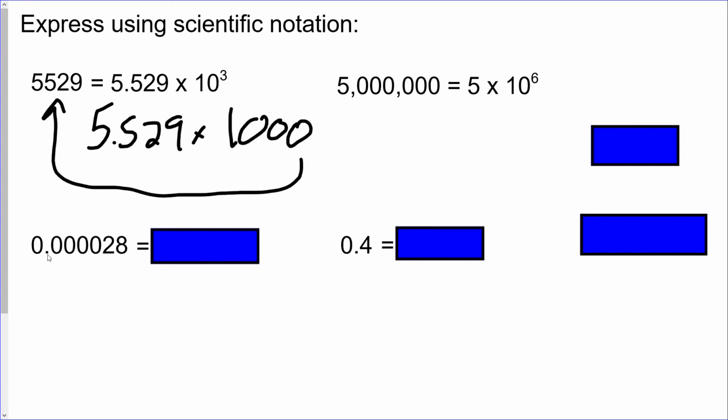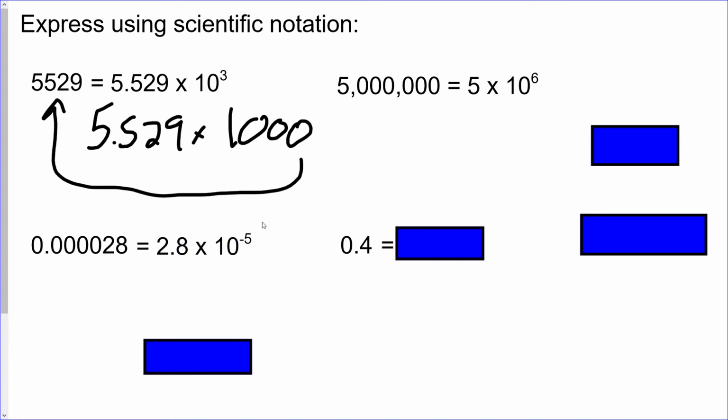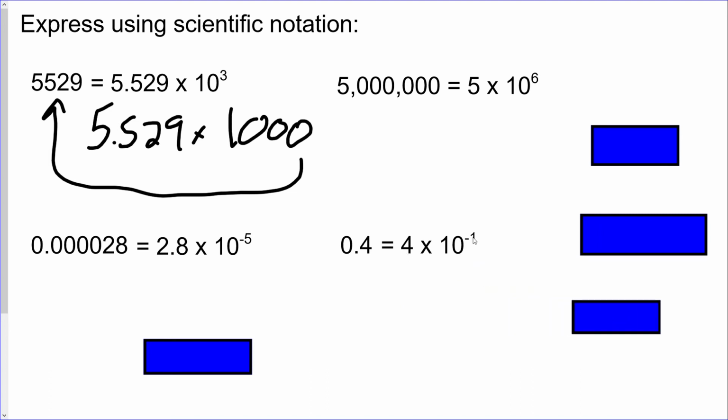So this one we're moving 1, 2, 3, 4, 5. But because we're moving it to the right, it's a negative number. Or if you want to consider that if it's a bigger number, it's positive, because we have a smaller number, it's negative. So the negatives refer to the smaller numbers. That's another way you could remember it. 0.4 would be 4 times 10 to the negative 1. So the decimal point is moving only one spot. So you have a negative 1.